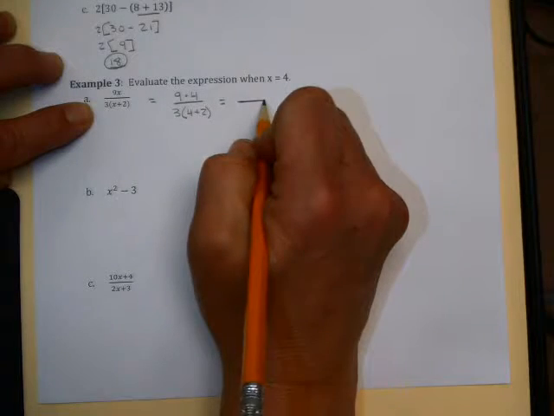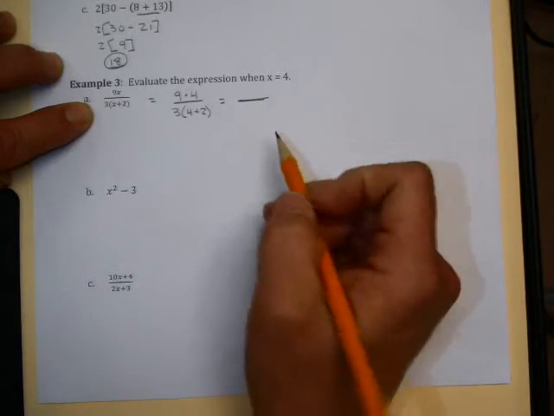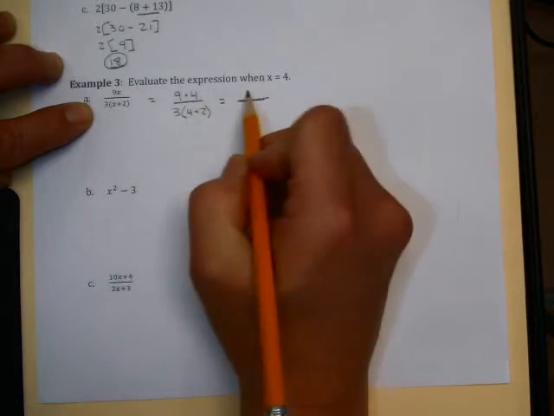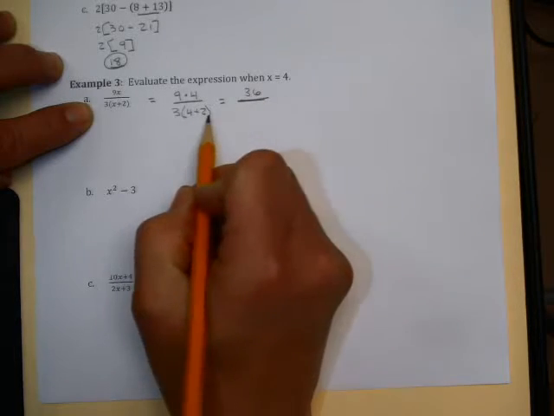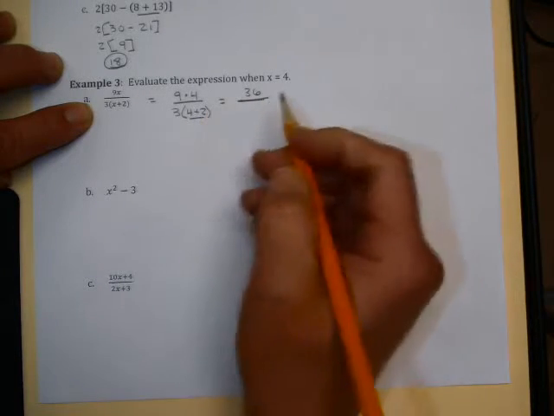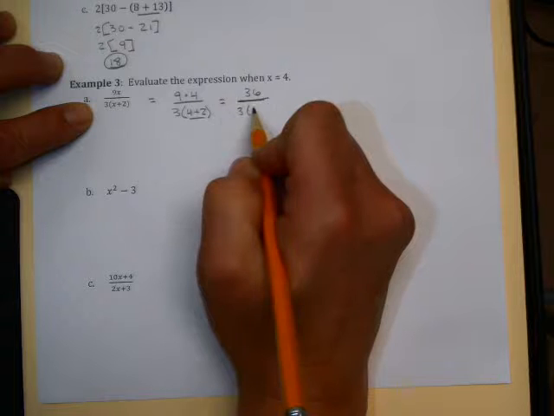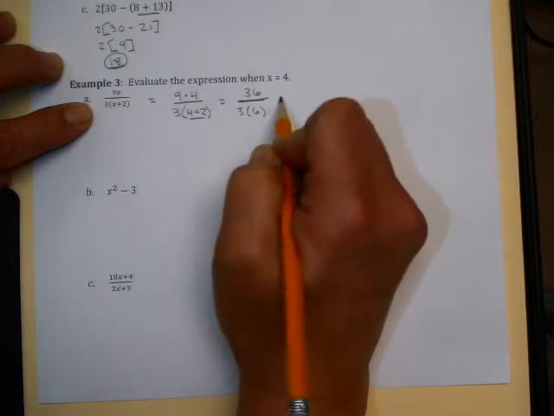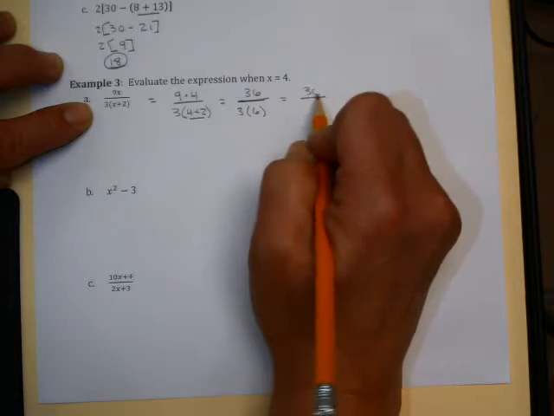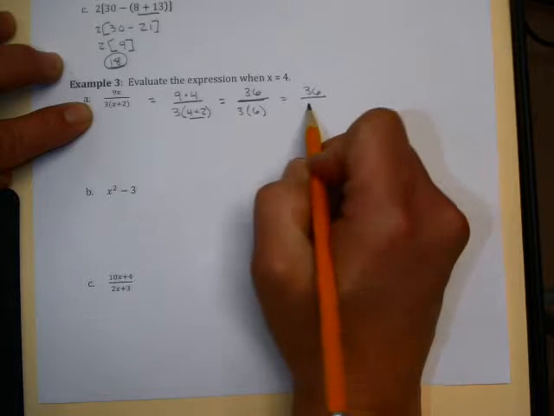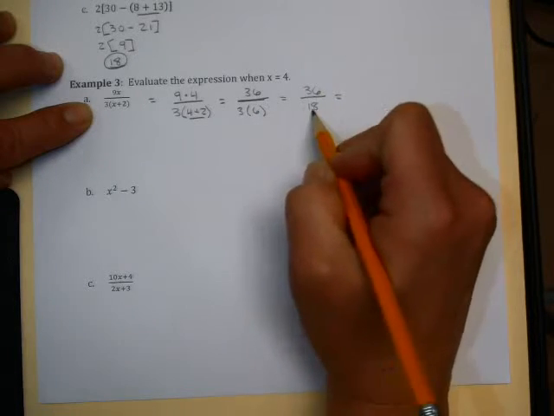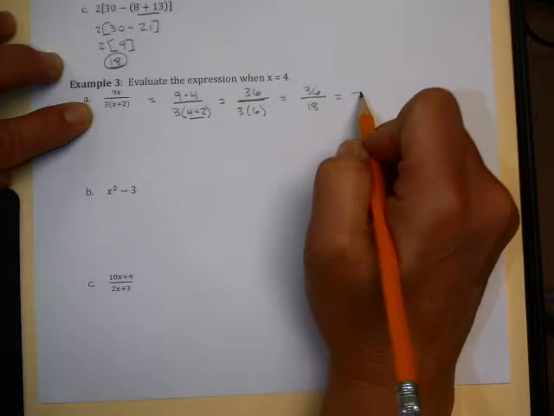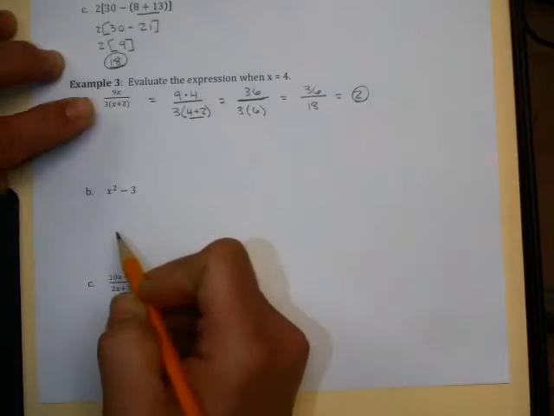The fraction bar acts as a grouping symbol, so I'm first going to do what's on top. 9 times 4 is 36. And now looking at the bottom, I need to evaluate these grouping symbols first. 4 plus 2 is 6. And still working on the bottom, 3 times 6 is 18. And finally, I can divide. 36 divided by 18 is 2.